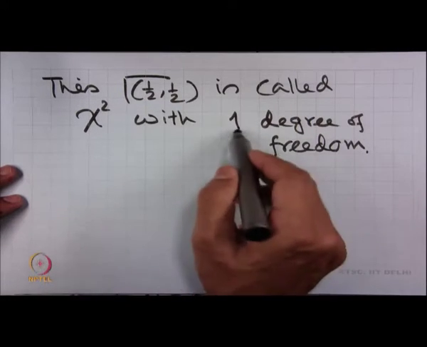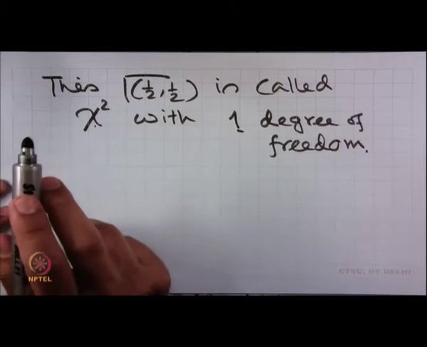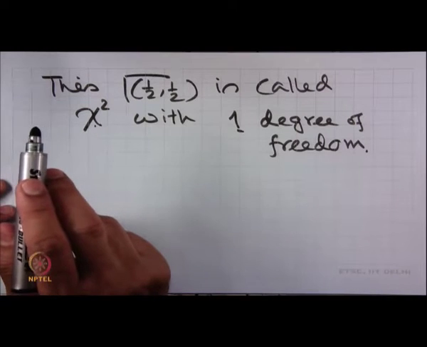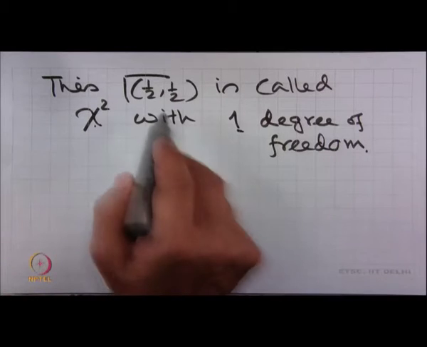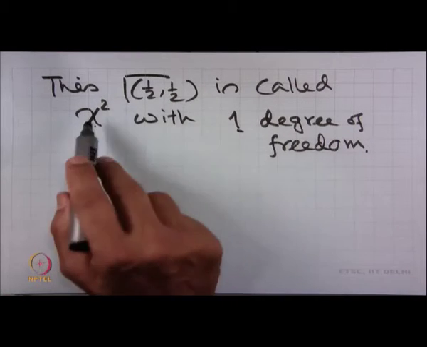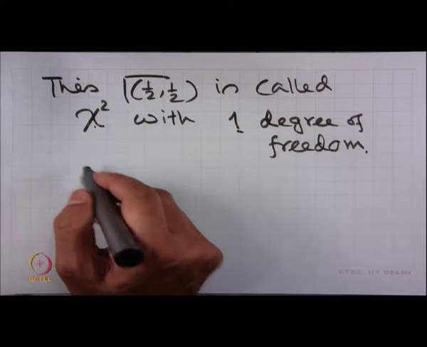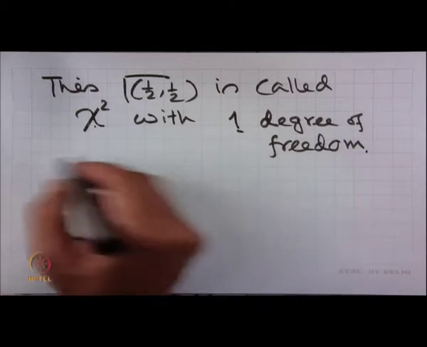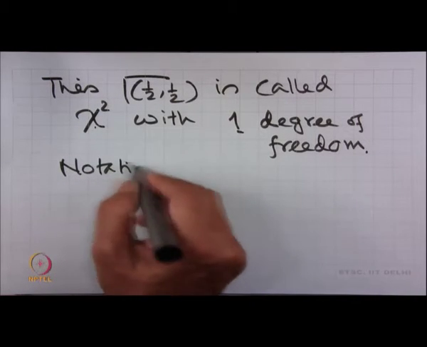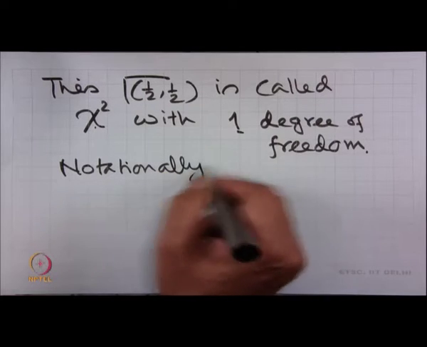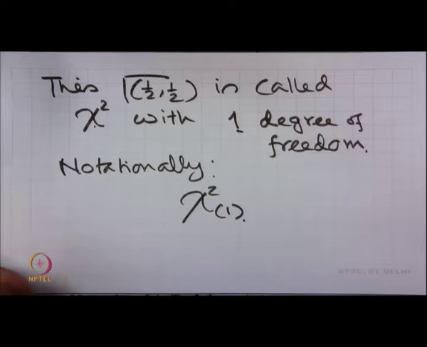Why is it called 1 degree of freedom? Because this chi-square has come from one normal distribution. That is why there is one independent random variable X which is giving rise to this chi-square distribution, and therefore we call it chi-square with 1 degree of freedom, and notationally chi-square with 1 degree of freedom.